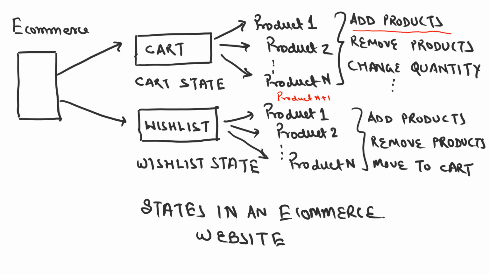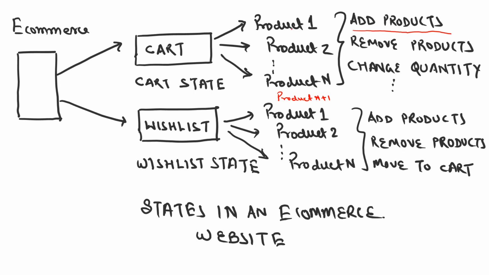Okay, so for the example that we have drawn here, let's first see how our cart state will actually look in the application. Like we discussed, whenever we are using Ngrx store in any application, we can manage multiple states. So in this example, we are managing two states, one is the cart state, and another is the wish list state.